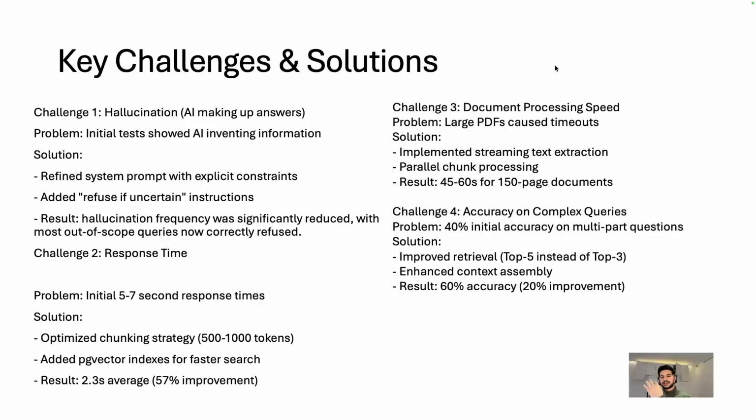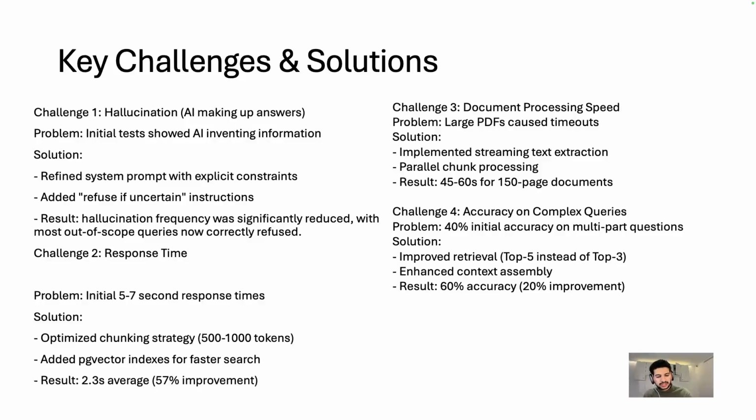The second challenge was that the initial response time was about 5 to 7 seconds, and this was long. So I tried to optimize the chunking strategy. I played with how many tokens each chunk should be, using my lessons in optimization. The third challenge was document processing speed. I learned that when you're uploading a document, there are different types of uploading and places to upload it, so this would take time. I learned that large PDFs cause timeouts, and I tried to fix them with streaming text extraction, parallel chunk processing, and this type of thing. And the fourth challenge was accuracy on complex queries. We had complex or different types of queries which needed more information and more context from different parts of documents.